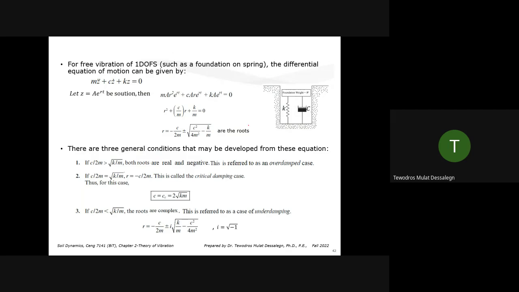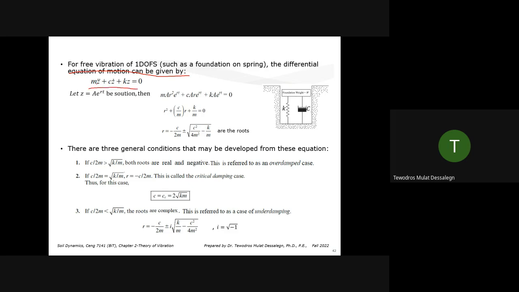So now, for free vibration of 1 degree of freedom, such as a foundation on a spring, the differential equation of motion can be given by this. That differential equation of motion is a general equation of motion. We have three terms, right? For anything vibrating, or even in a static condition, you can write this equation.